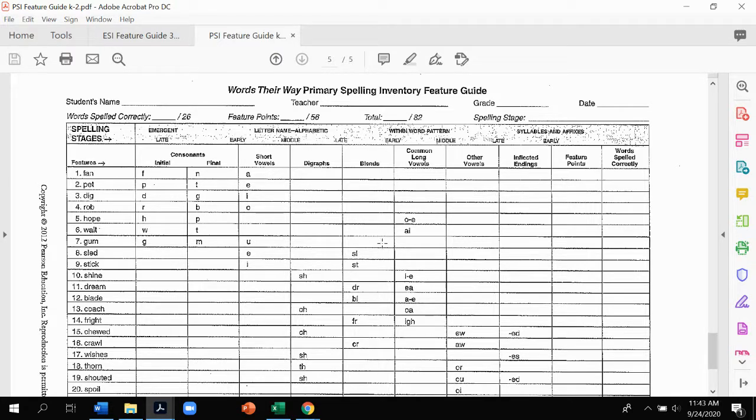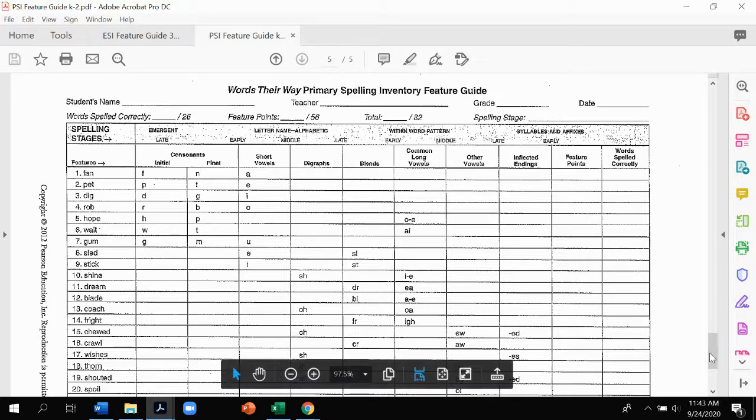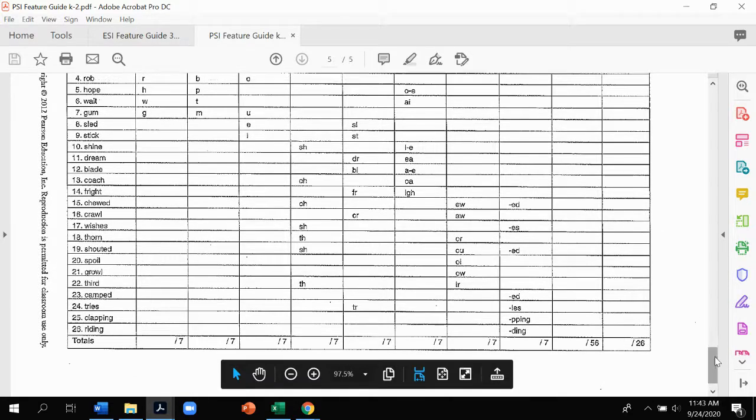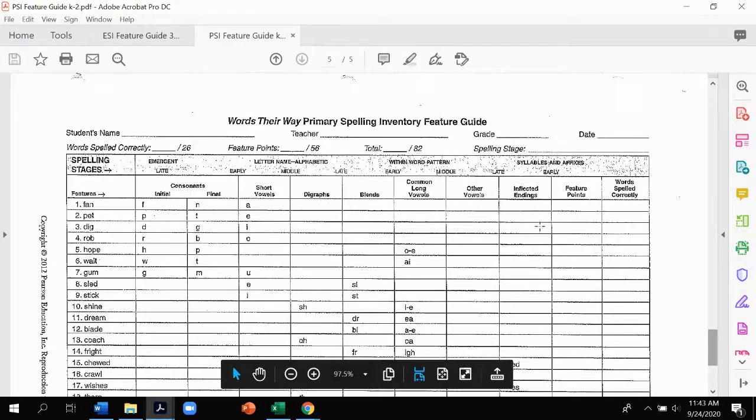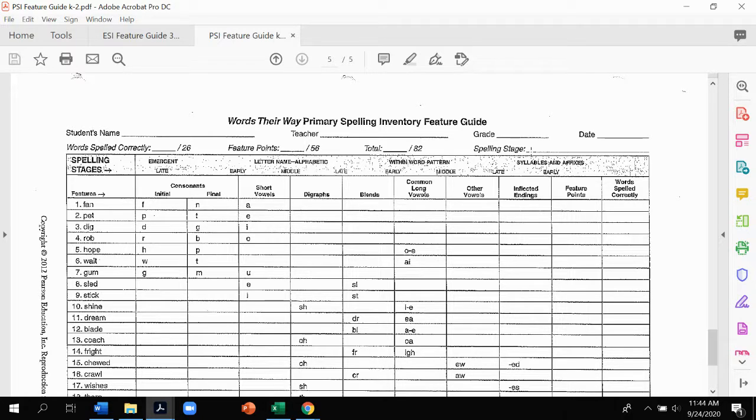Once we have this data, we figure it all out, and we put all of the numbers here at the bottom and over here. With this information, we're able to fill out the top part and identify the spelling stage. That's the critical point. Once we know the spelling stage, we can start building lesson plans that help the student from where they are rather than going backwards or going too far ahead.